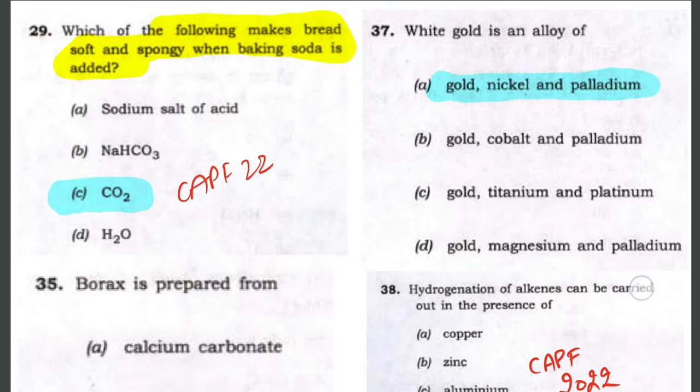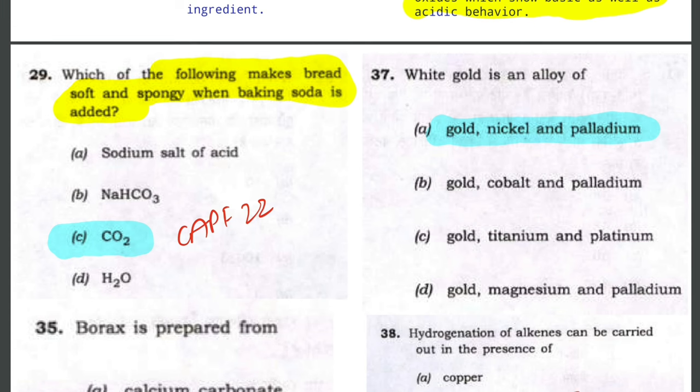Let's see the next question. Next question is related to white gold, which is an alloy, and it is made of gold, nickel, and palladium.